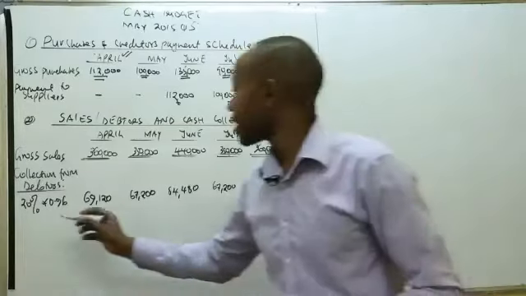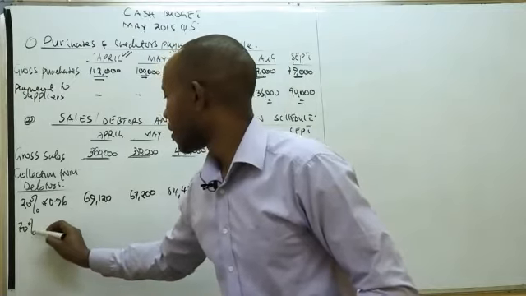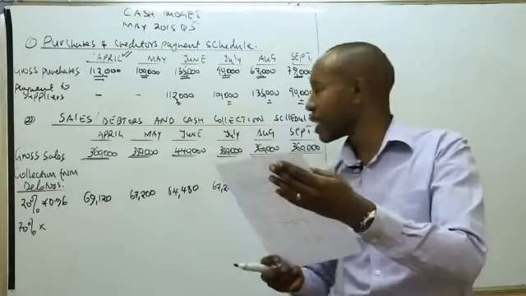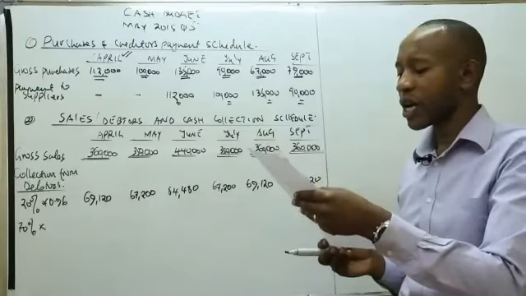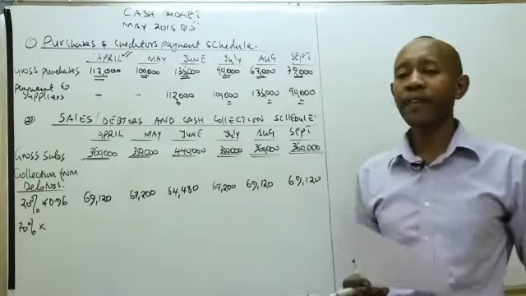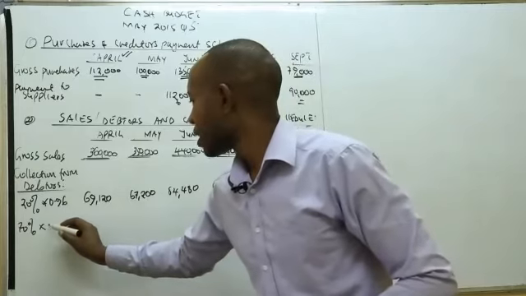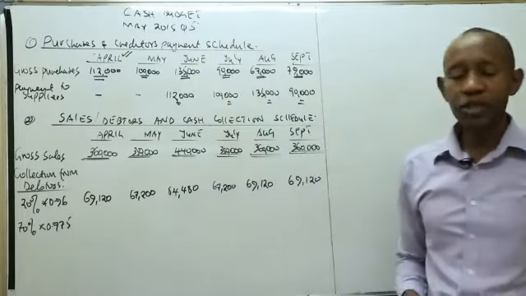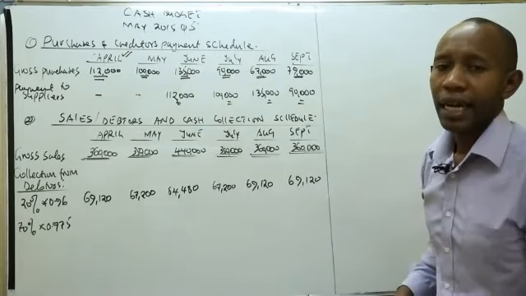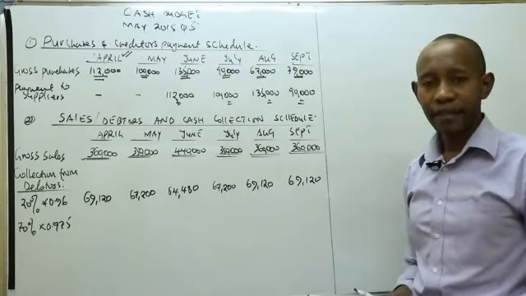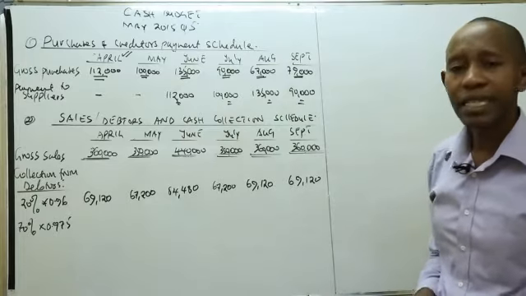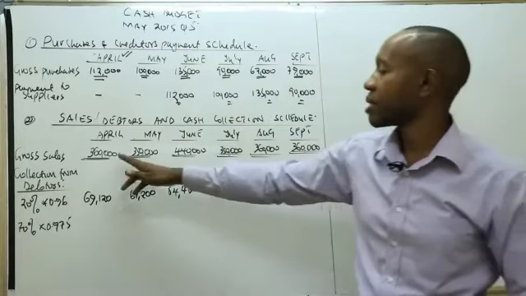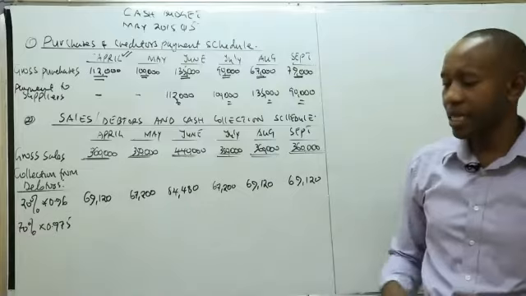Okay, now let's collect the 70%. We collect the 70%, and what have we been told? That 70% of the debtors pay within 1 month and receive a 2.5% cash discount. So we say times what? Times 20%, but times 0.975. How do I get 0.975? That will be 100 minus 2.5, which is 97.5%. So multiply 70% times 360 times 0.975. What do we get as the first one?